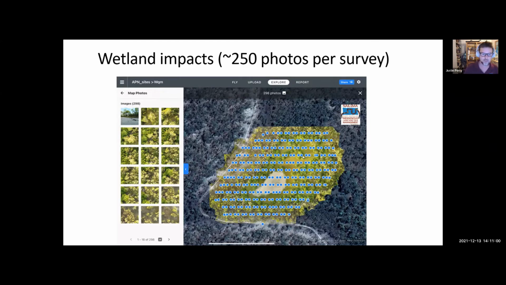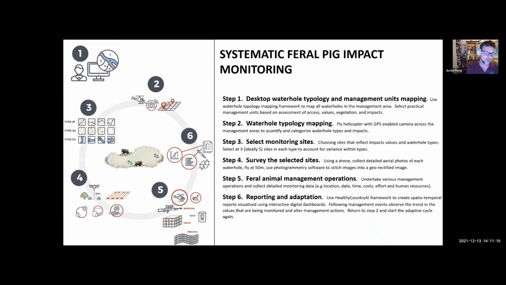One of them is drones that you can see here. So we're dealing with, again, hundreds of photos or thousands of photos, depending on the method that we're doing. And we need to turn that into something useful. So what we came up with, through a project in the National Environmental Science Program with partners on the ground at Aquanunctum on the West Coast and Cullen Enterprises in Central Cape York, was a step-by-step guide to systematic feral pig impact modelling and monitoring for wetlands.